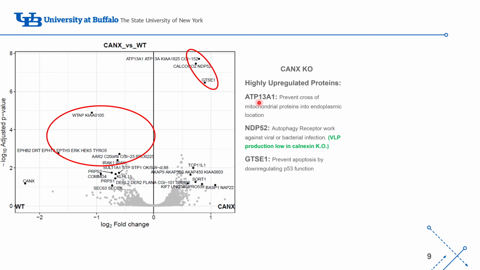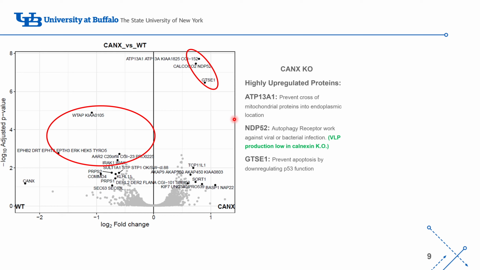For example, the ATP13A1 protein, produced from the ATP13A1 gene, plays a role in preventing the cross-contamination of mitochondrial proteins into the endoplasmic reticulum. So its upregulation could indicate that in the calnexin knockout, there could be a contamination of proteins from mitochondria to the endoplasmic reticulum. That's why these proteins are upregulated, to try to reduce that.